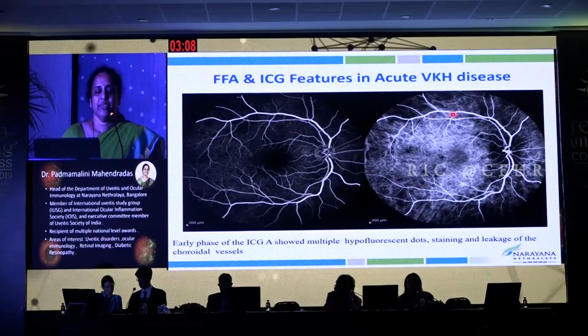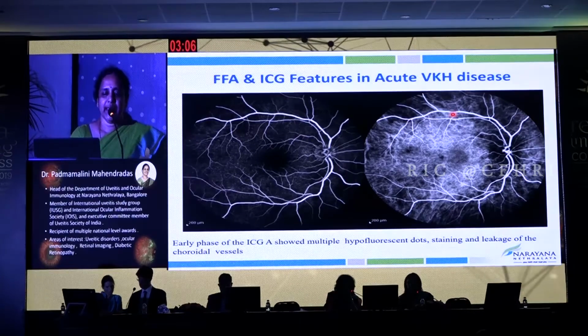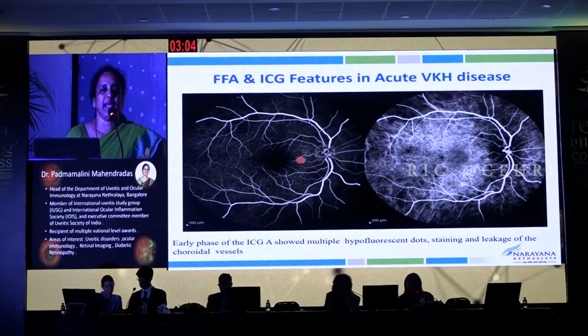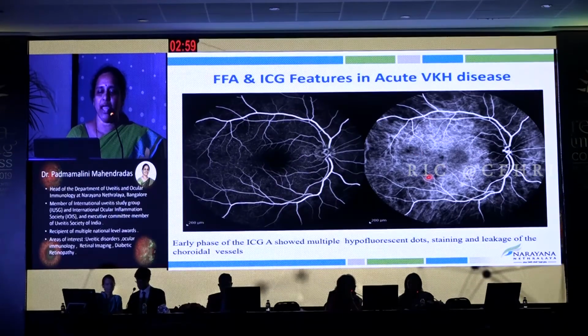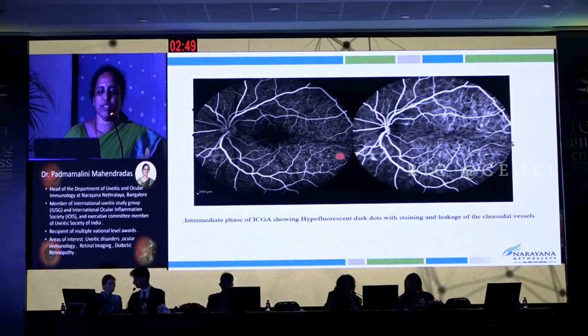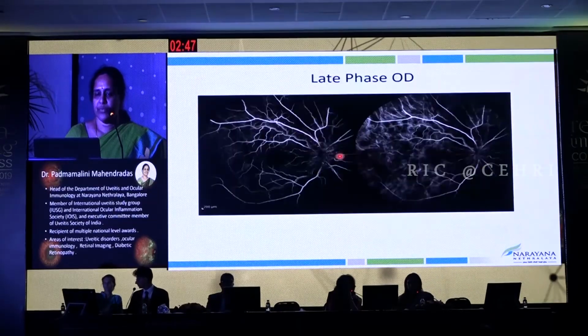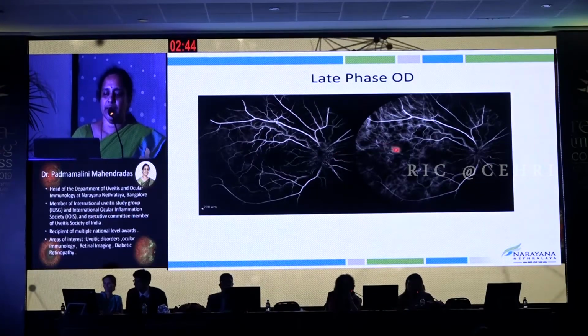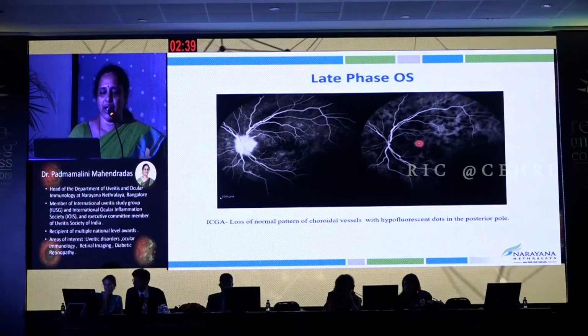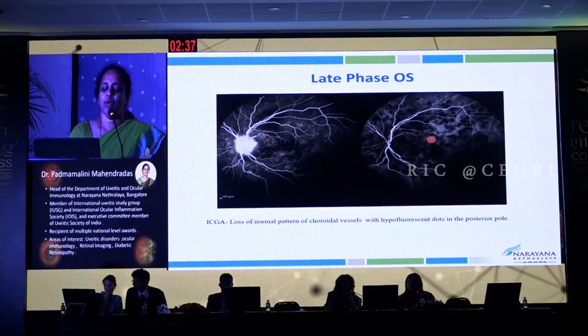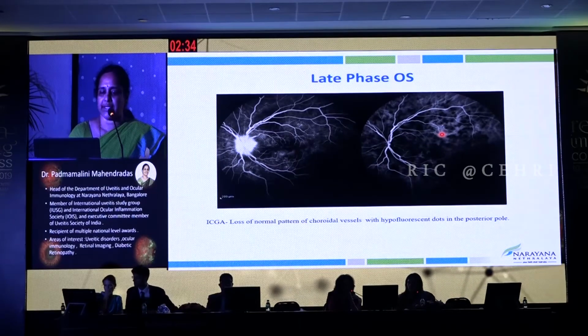The next is VKH. In VKH, we have classical multiple pinpoint hyperfluorescence in the early phase on fluorescein, whereas in ICG, we have multiple hypofluorescent dark spots with staining and leakage of the choroidal vessels. This is the left eye, where we can see additional choroidal folds on FFA. In the late phase, we could see the dark dots more clearly. Similarly, we could see choroidal hyperfluorescence in active cases.